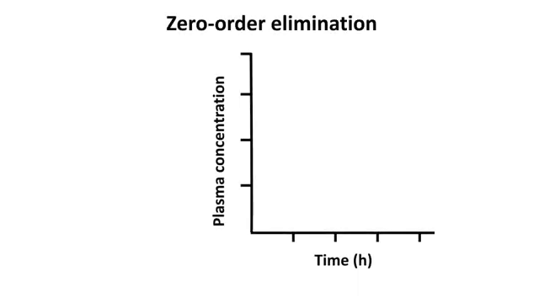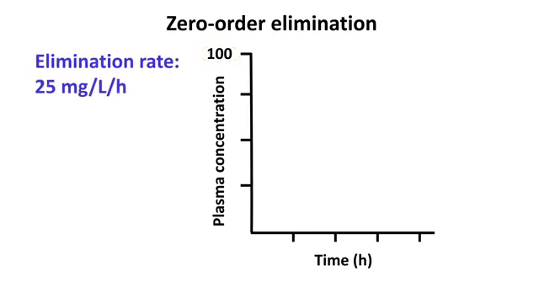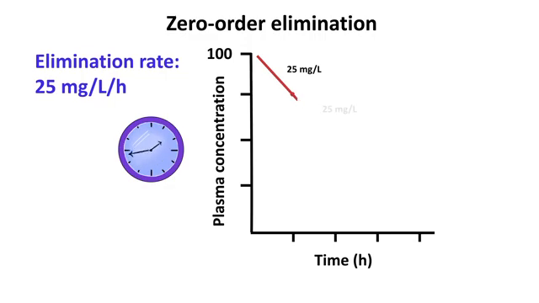So if you start out with a plasma concentration of 100 milligrams per liter, or whatever, and the zero-order elimination rate is 25 milligrams per hour, after 1 hour, the drug level would go from 100 to 75. And then after another hour, it would go from 75 to 50, and then 50 to 25, and then 0. So after 4 hours, in this example, the drug would be completely gone.